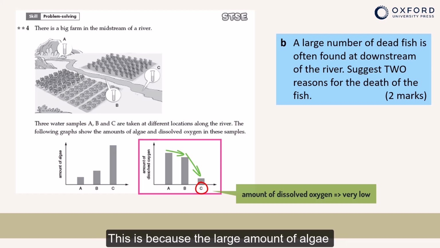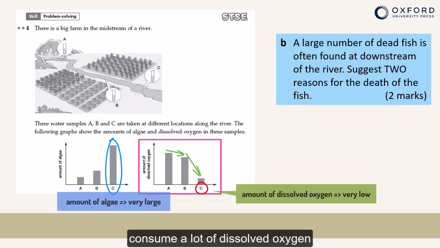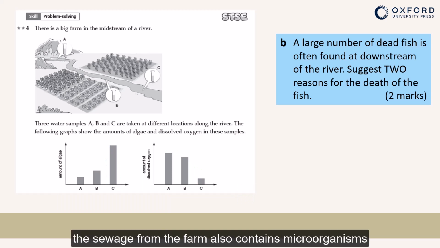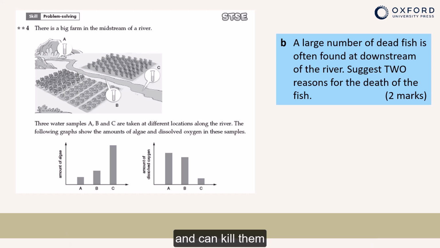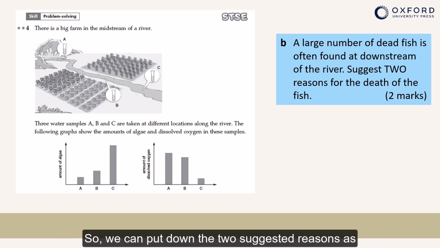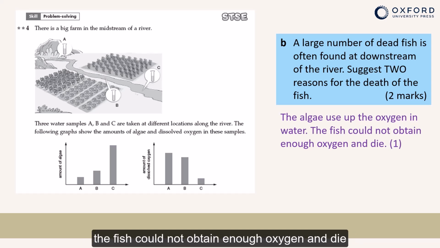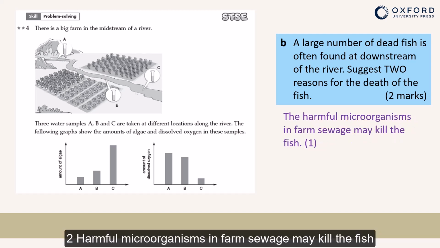This is because the large amount of algae consume a lot of dissolved oxygen, and the fish dies of suffocation. Apart from fertilizers, the sewage from the farm also contains microorganisms. Some of these microorganisms may be harmful to the fish and can kill them. So, we can put down the 2 suggested reasons as: 1. The algae use up oxygen in water. The fish could not obtain enough oxygen and die. 2. Harmful microorganisms in farm sewage may kill the fish.